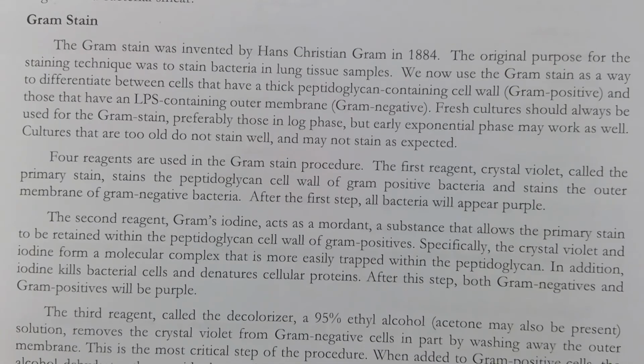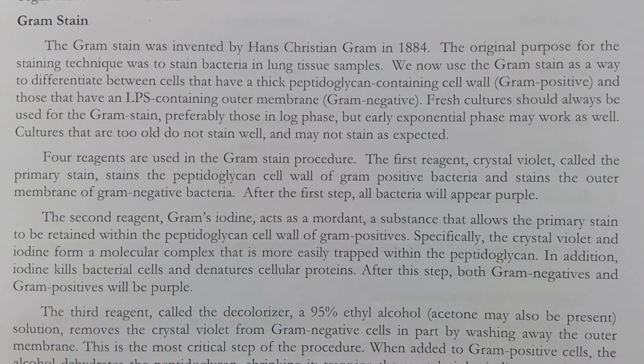So now we'll discuss the gram stain. The gram stain was invented by Hans Christian Gram in 1884. The original purpose of the staining technique was to stain bacteria in lung tissue samples. We now use the gram stain as a way to differentiate between cells that have a thick peptidoglycan containing cell wall, which would be gram positive, and those that have an LPS containing outer membrane, which are gram negative.